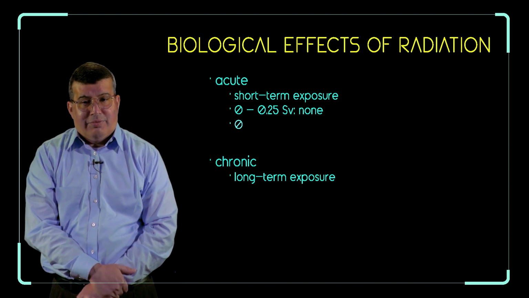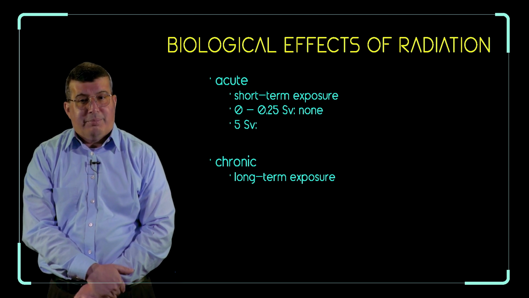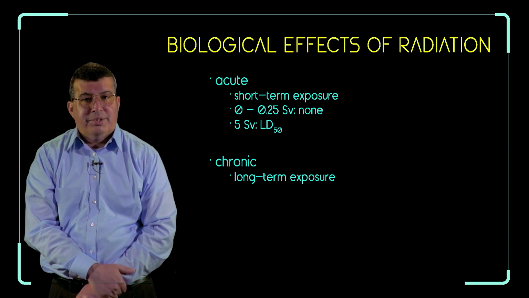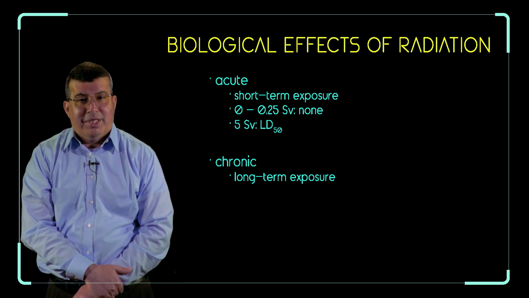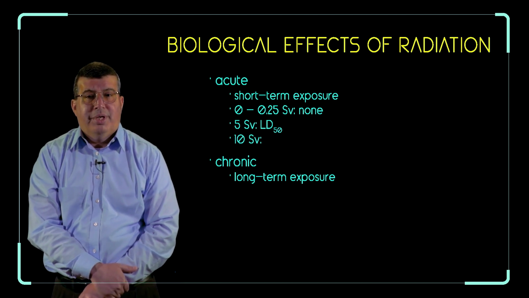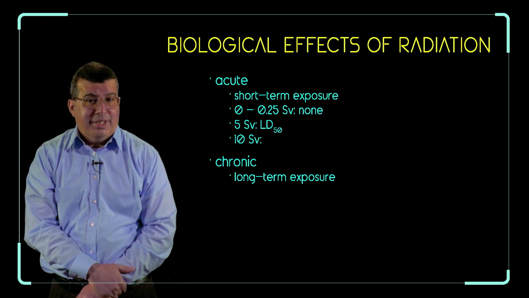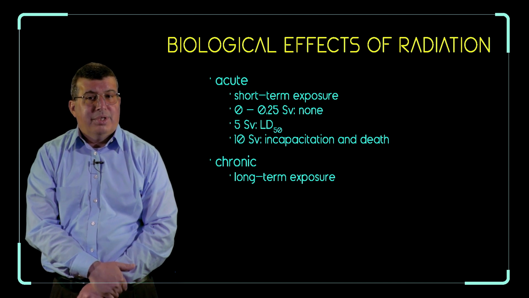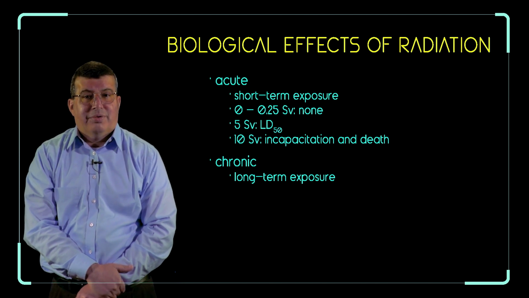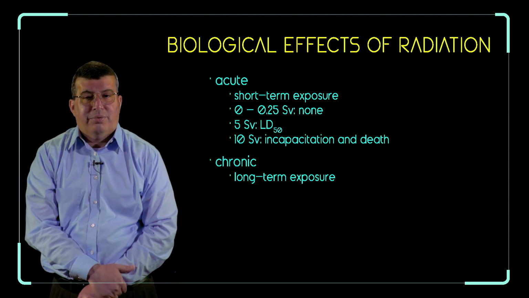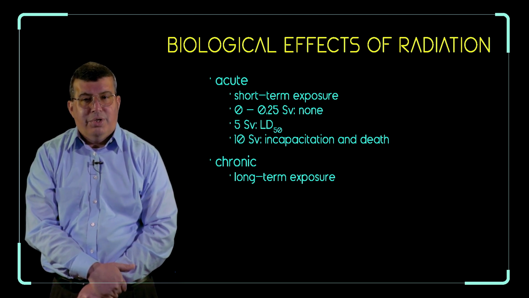5 sieverts, however, is a lethal dose for 50% of the population. So if you receive a radiation dose of 5 sieverts all at once, that gives a 50% chance of your dying from the radiation. A 10 sievert dose is certain to cause incapacitation and death. So less than 1/4 of a sievert all at once, you're safe. 5 sieverts, it's a 50-50 chance whether you're going to die, and a 10 sievert dose is almost certain to cause death. So those are for acute radiation exposure.